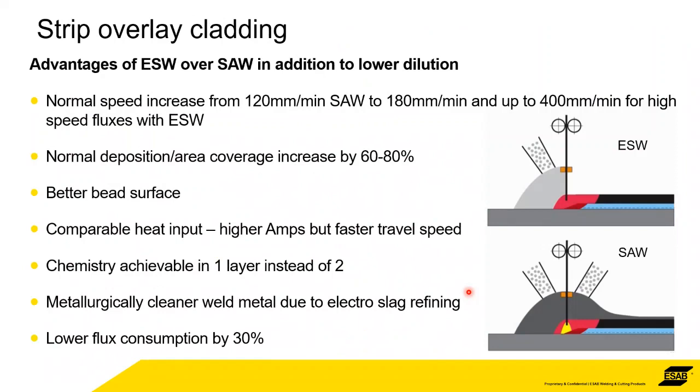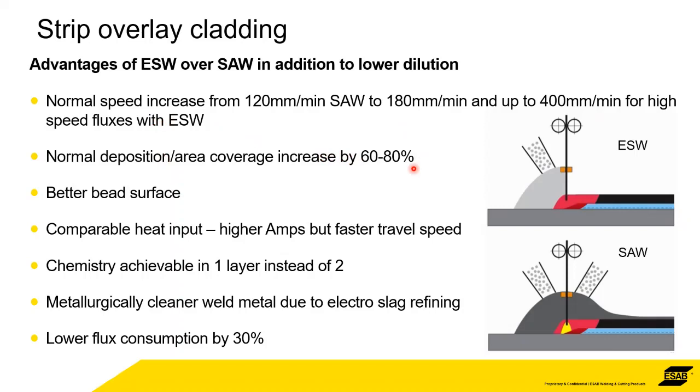So in terms of the advantages of electroslag, obviously, if you're trying to achieve maximum productivity, then it's electroslag welding. That's the way that you've got to go. Okay, and these are the reasons why. Really, the speed increases. The speed of travel can increase from 120 millimeters per minute for submerged arc welding, up to anything up to 400 millimeters a minute for high-speed electroslag welding. And we mentioned here high-speed fluxes. So it's a different flux if you want to travel at those high speeds. Okay, it's a different flux from standard speed electroslag welding, which is still a lot faster than submerged arc.